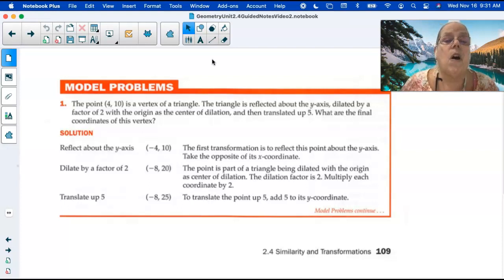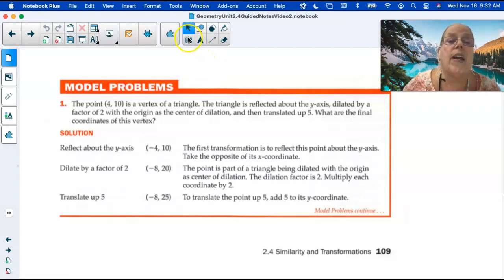Okay, so over the y-axis, the x changes its sign. So now it's (-4, 10). Dilated by a factor of 2, multiply each of those by 2. (-8, 20), and then it is translated up by 5. So 20 plus 5 is 25.